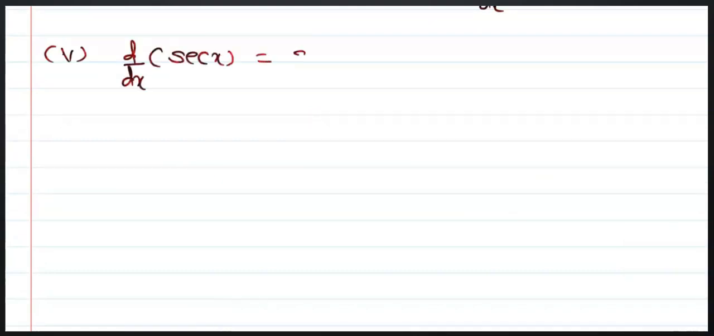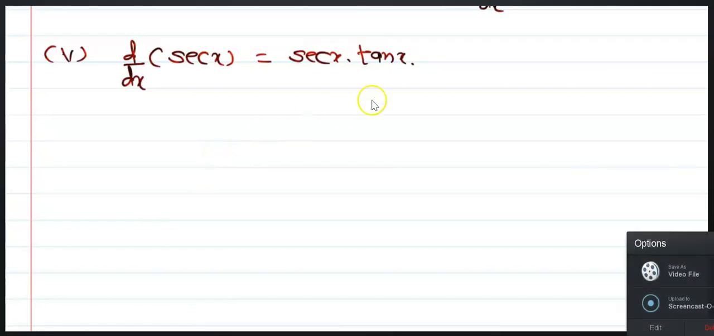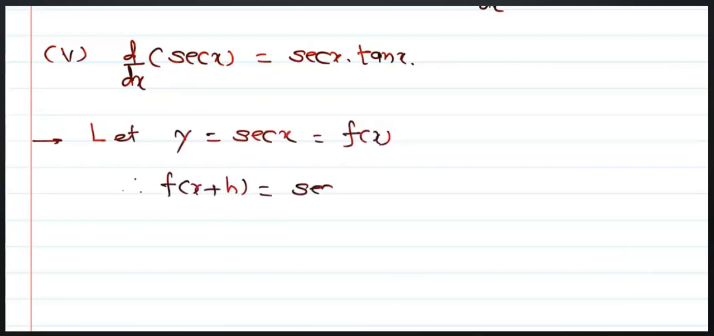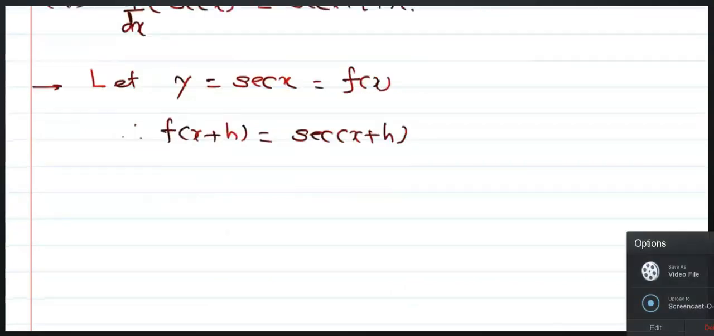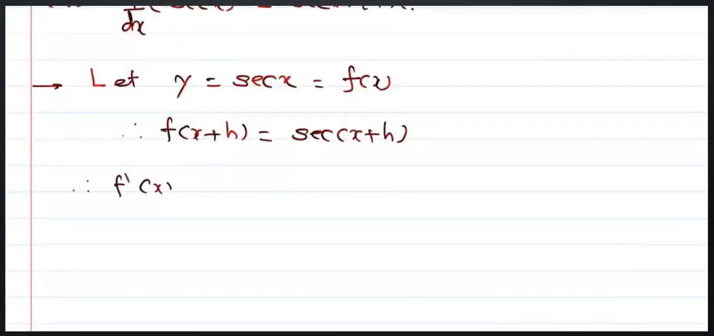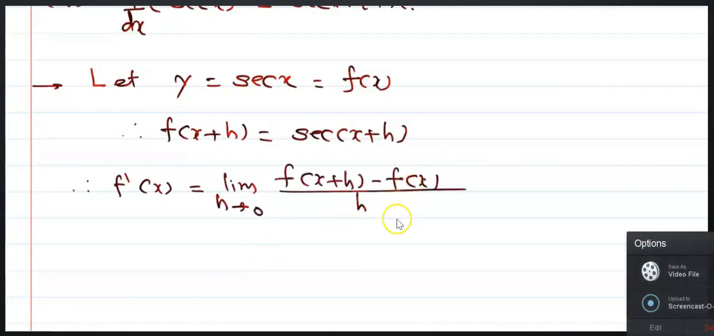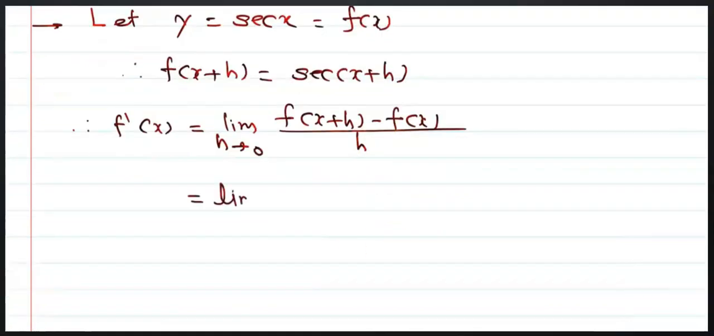Fifth is d/dx of sec x. What is the derivative of sec x? Sec x into tan x. Again, that y is equals to sec x is equals to f of x. What is the f of x plus h? Sec of x plus h. Therefore, f dash of x is equals to limit h tends to 0, f of x plus h minus f of x upon h. This is the definition of the first principle.